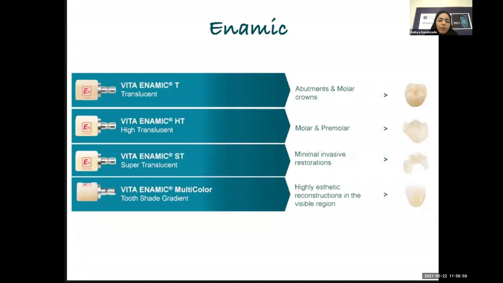This slide is a quick guide to the different types of Enamic blocks. We have Vita Enamic T, translucent, which is indicated for abutment and molar crowns. Vita Enamic HT, high translucency, is for molar and premolar crowns. Vita Enamic Super Translucent is indicated for minimally invasive restorations, and Vita Enamic Multicolor with tooth shade gradient is recommended for highly aesthetic reconstruction in the visible region. The Vita Multicolor is a 6-layer block.